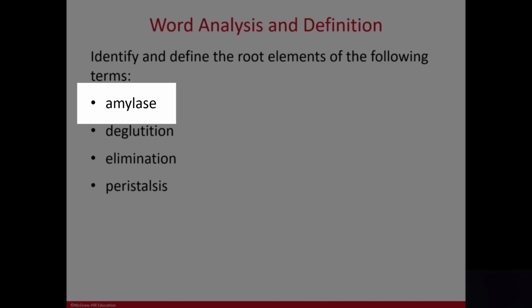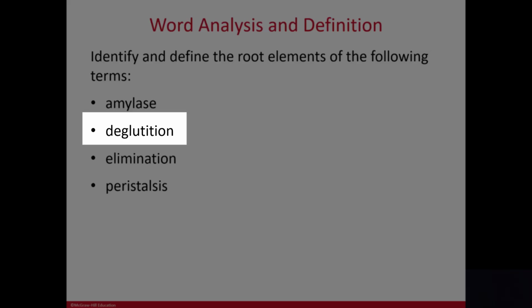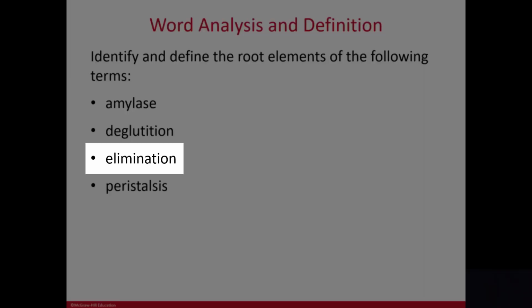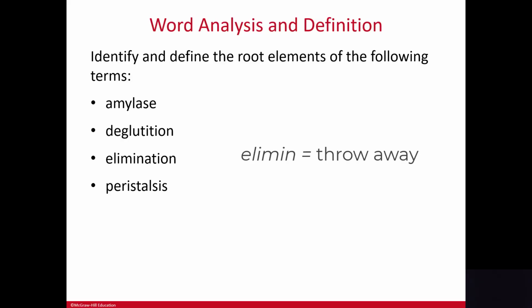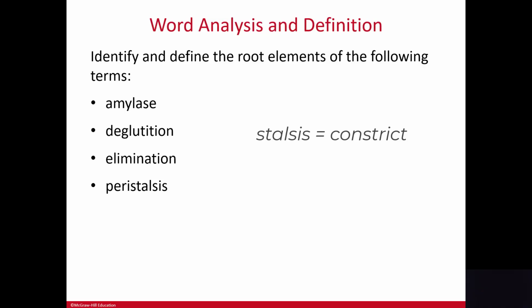The first one is amylase. Amyl is the root word meaning starch, and ase, all of those enzyme words ended in ase, A-S-E, so that meant that it was an enzyme. Deglutition, that was our word for swallow, so deglut is the root word meaning to swallow. Elimination, the root word is elimin, and that means to throw away. And peristalsis, stalsis means to constrict, and the prefix there, peri, means around, so peristalsis, to constrict around.